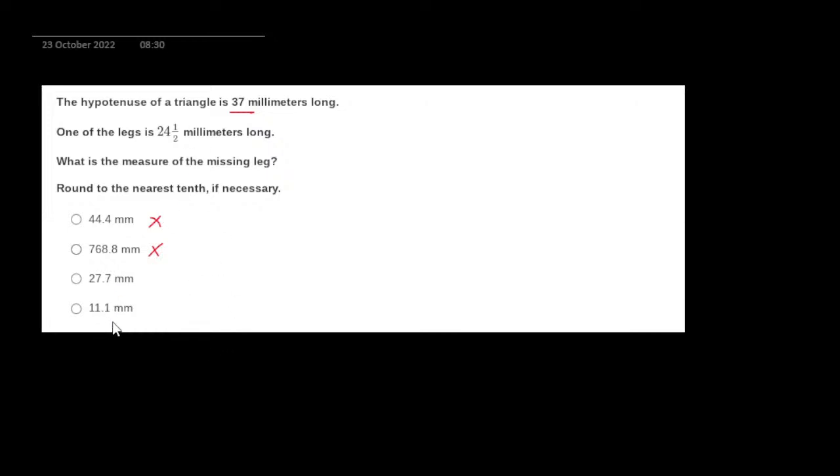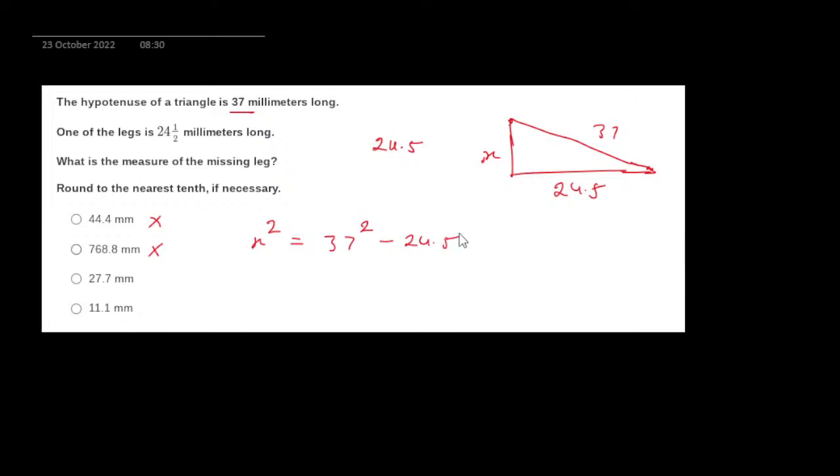Now 27.7 and 11.1, let us understand this. 24.5 and here it is 37, okay. So if one leg is 24.5 and your hypotenuse is 37, then I can find out this side. If a calculator is allowed, then it will be easy for you to calculate. Let us do that. Suppose this is x, then x square will be equal to 37 square minus 24.5 square, okay.